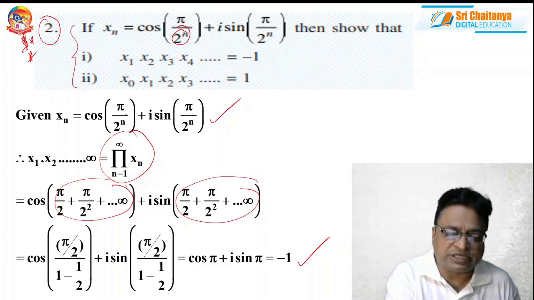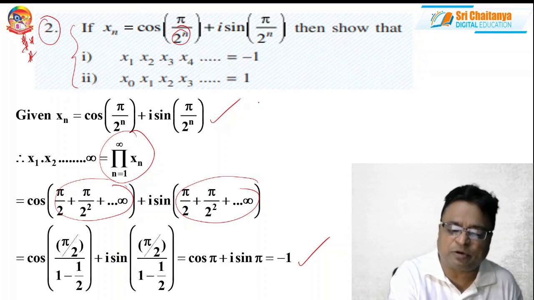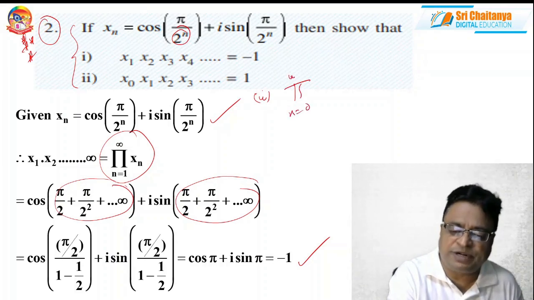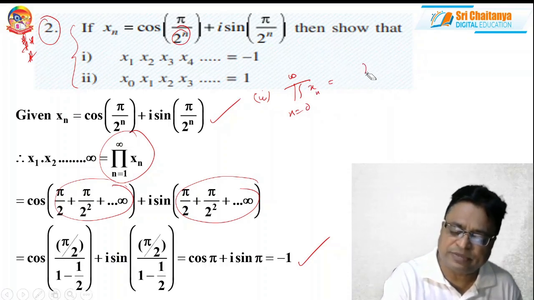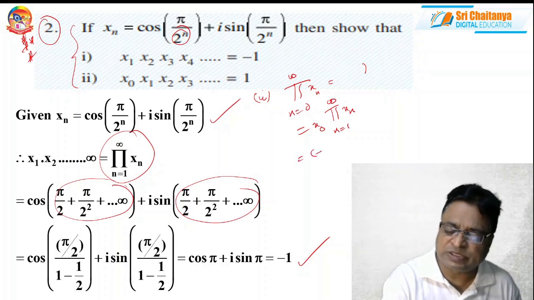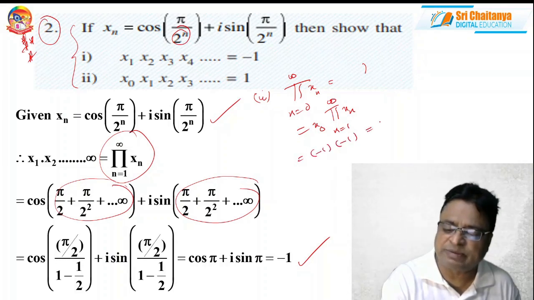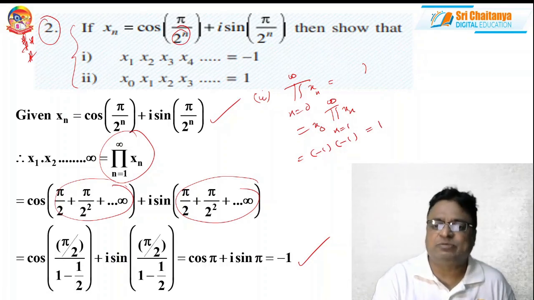That is pi by 2 power 0, that is 1, cos pi plus i sin pi. So again, this second part of this question, the product over n equal to 0 to infinity of xn, I can write it like this. This I can write as x naught into the product of xn, where n is equal to 1 to infinity. This is minus 1, and of course this product is also minus 1. Minus 1 into minus 1 is equal to 1. So like that we can prove this formula, and this is the most important result.